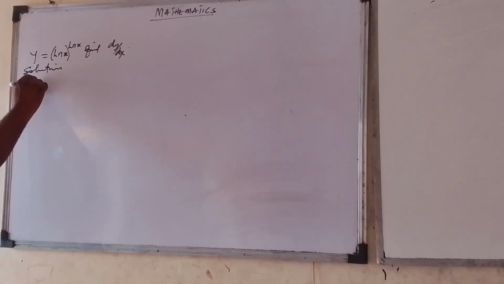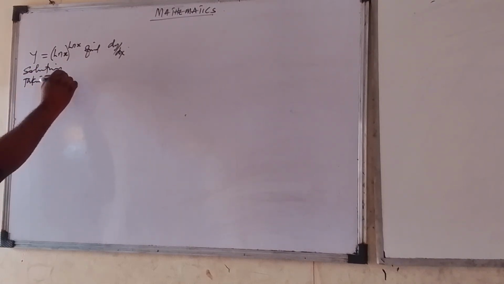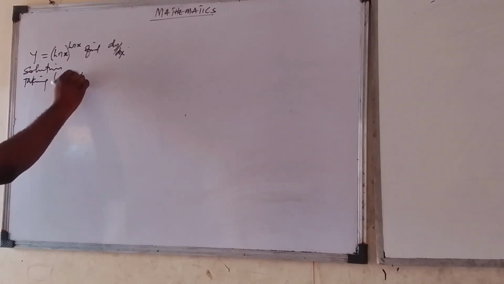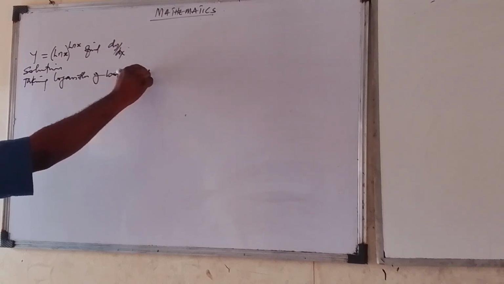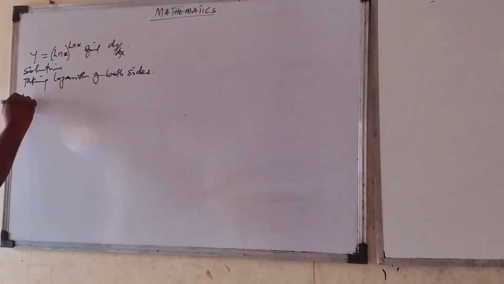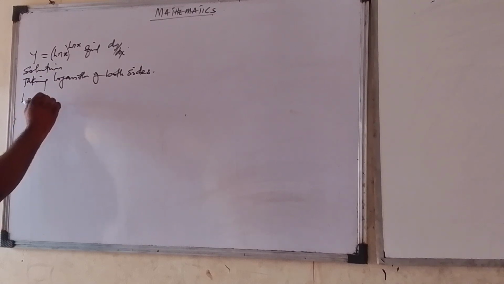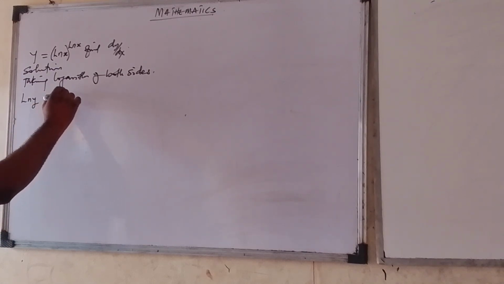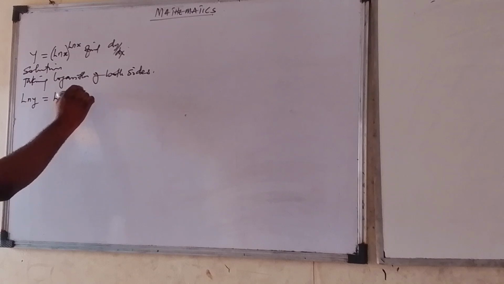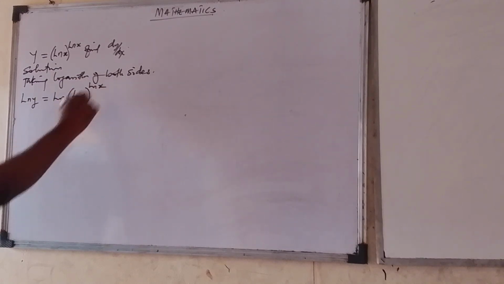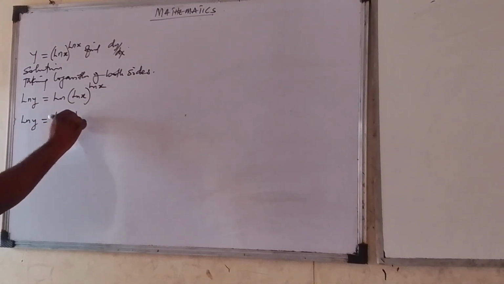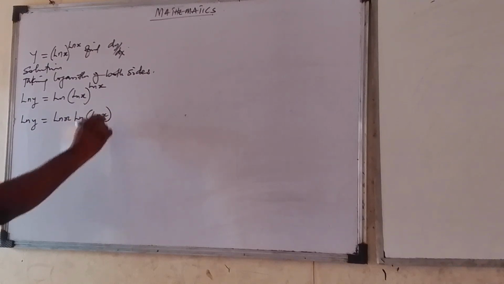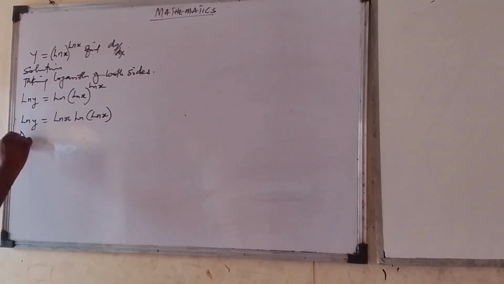Taking logarithm of both sides. It means here we have ln y is equal to ln of ln x all raised to the power of ln x. So in this case, ln y will be equal to ln x times ln in bracket ln x. So differentiating both sides.